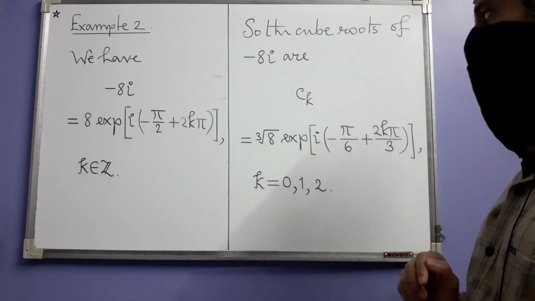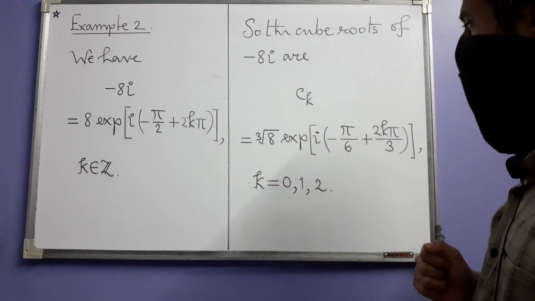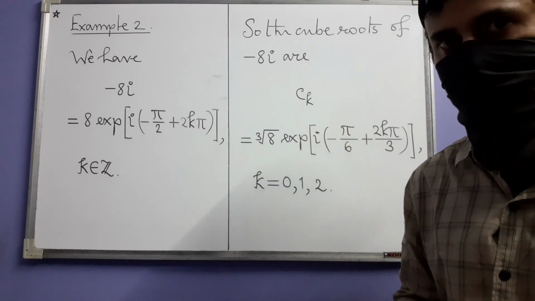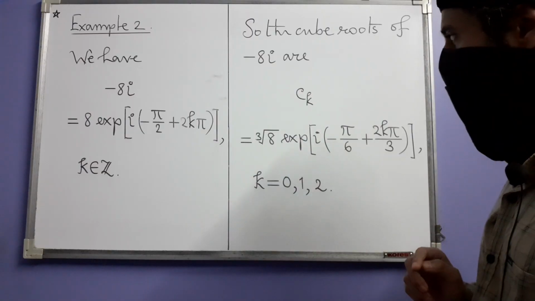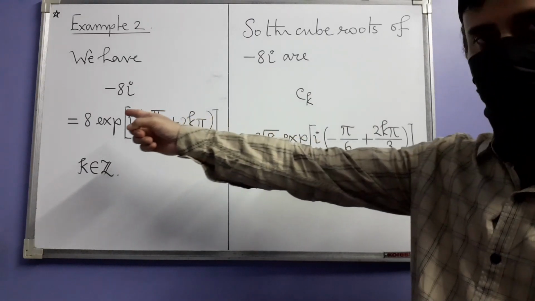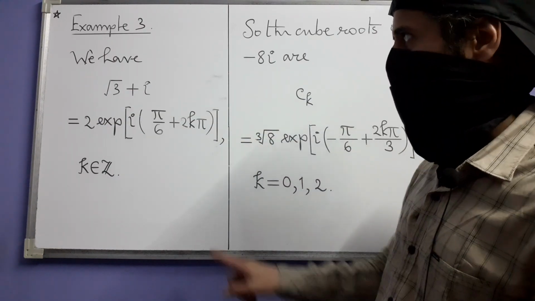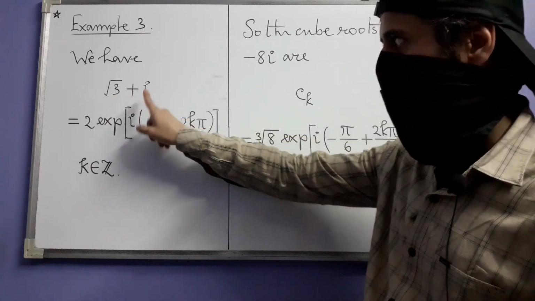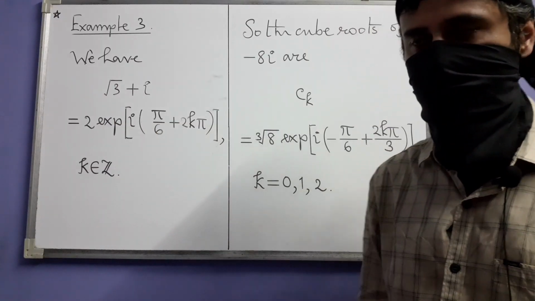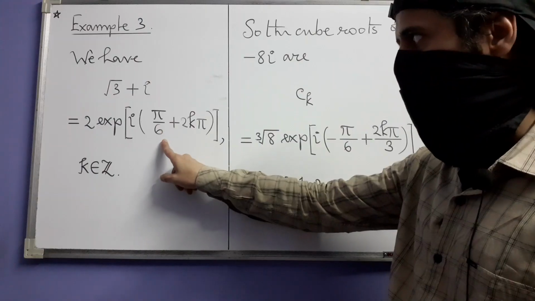You can do one thing with this example. Actually in the book it's given in a more detailed manner. You find out these complex numbers in their standard form. That is one thing. And the second thing is you then take their cubes and see if you get minus 8i. And finally we have example 3, where our complex number is square root of 3 plus i, whose absolute value, magnitude, is 2. And you can easily find it. Its principal argument is pi divided by 6.